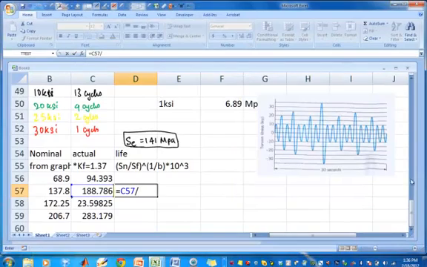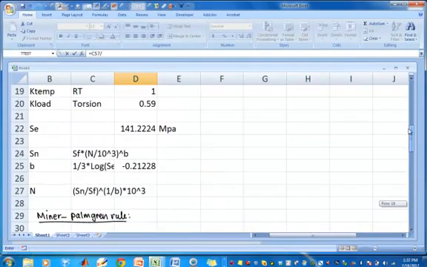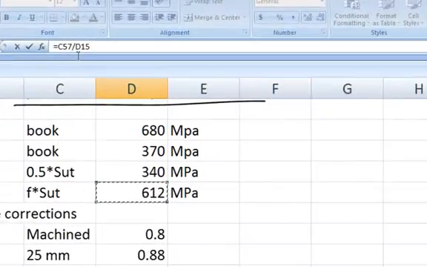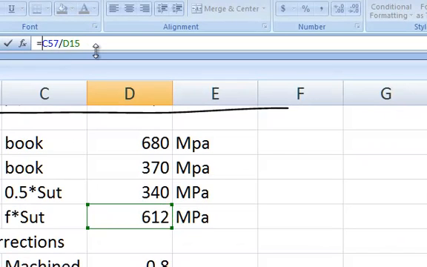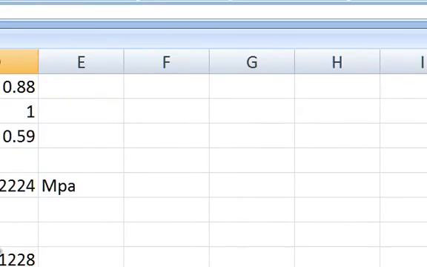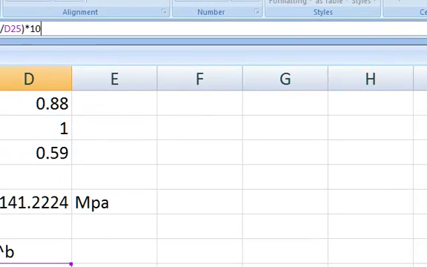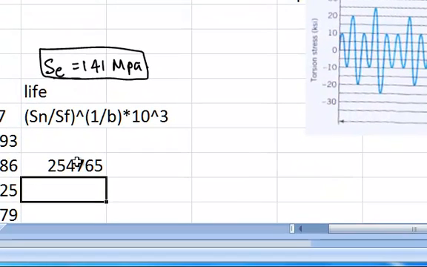let's close this, we don't need this anymore. 188 divided by, let's see, what is SF? We computed that, right? 612. To the power 1 over B, so B is here, to the power 1 over that guy times 10 cube. 254,765 cycles. Okay, don't care about that, it's only 250,000 cycles. That's how, if it were to run at 188 MPa, which is 137.8 MPa nominal stress, it is going to last for 250,000 cycles.